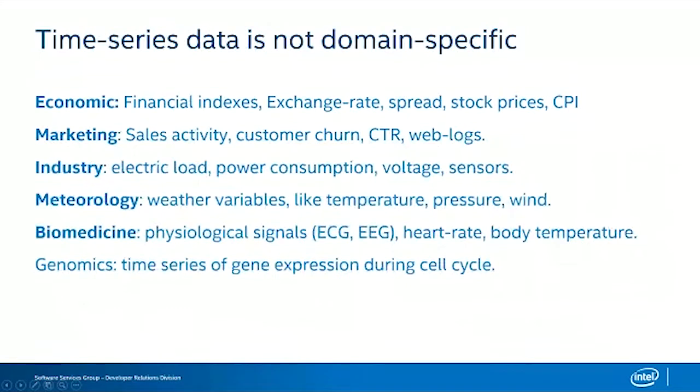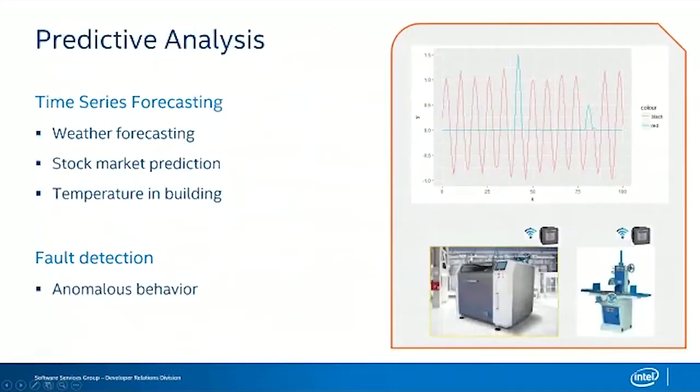Okay, but so as with the previous example, the time series data is not domain specific, right? It's financial, it's market related. You have customer churn, CTR, all that, and then of course genomics. So in our case, when we take a look at predicting the future from the past, that's really the main task of data scientists in IoT.